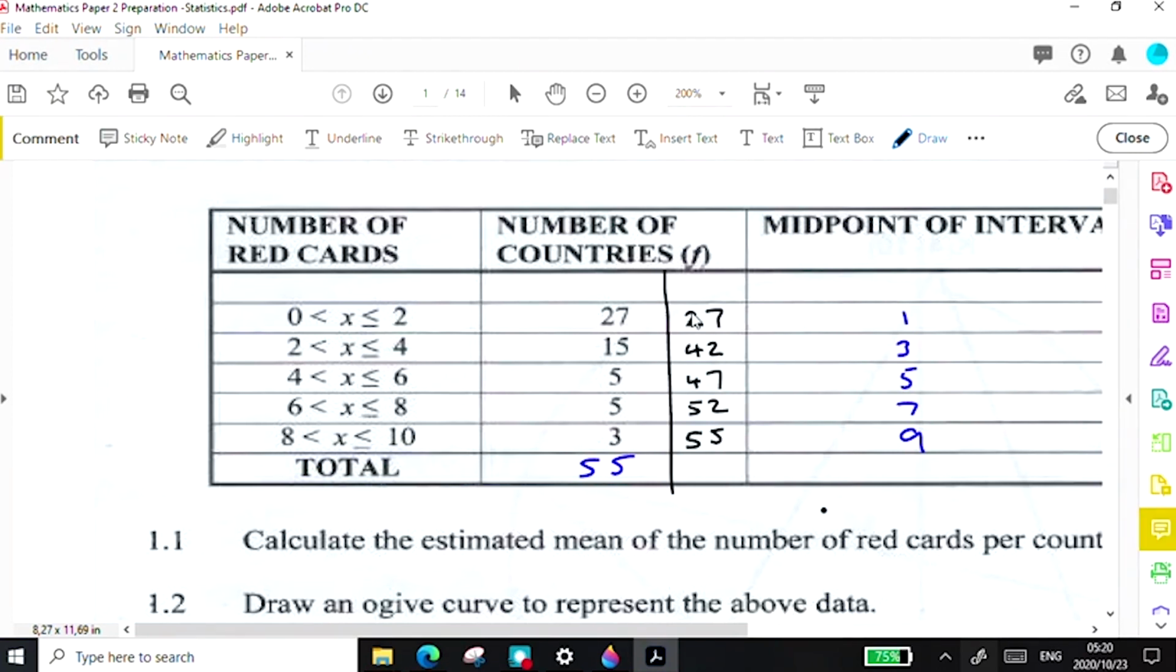To check if your addition is correct, the final value should always be the total number of red cards. Your final value should always equal the total. If that is the case, then your addition must have been correct. This is known as cumulative frequency.